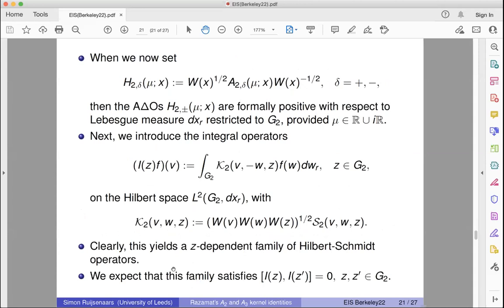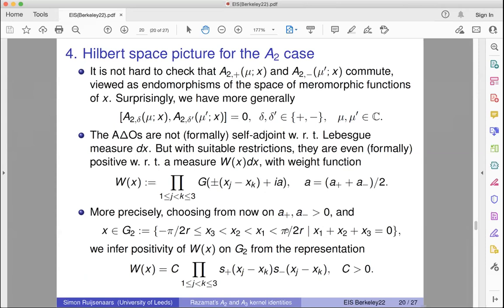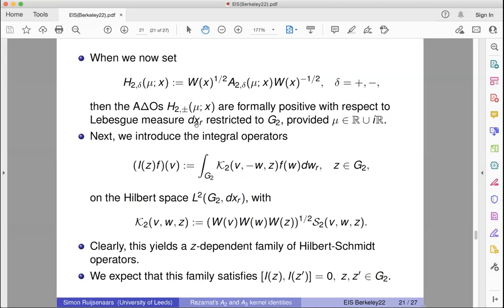So we need to make this similarity transformation to go to Hamiltonians that are formally self-adjoint with respect to Lebesgue measure, restricted to this set G2. I should really comment on this a little more. So we order the three positions and we insist on this sum convention. So we are on a hyperplane, or rather a plane. We are in three-space, so it's a plane. And this is the Lebesgue measure restricted to that plane.